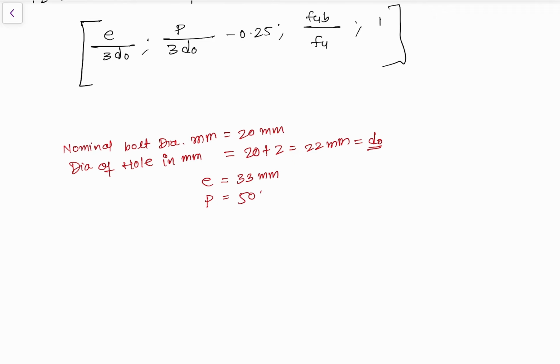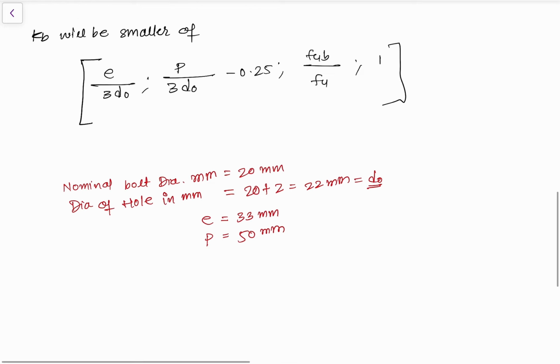This is my first lecture on numerical, so I'm taking it quick and faster, right? So now let's calculate all these values very quickly. Let's get started. I'm putting the question, the table next to it. For the E value we have 33 divided by 3 into DO value, which is 22. So this becomes 0.5.